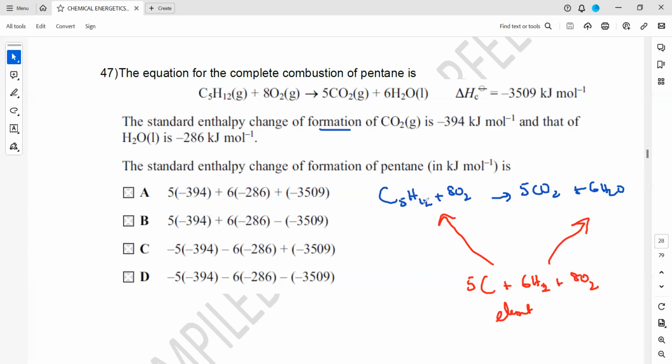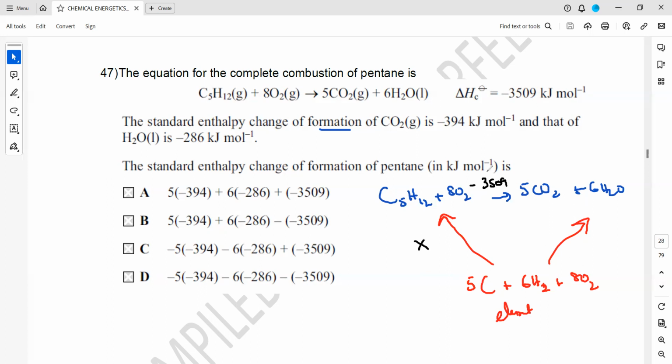So 5 carbon, 6 hydrogen, and 8 oxygen will produce C5H12 plus 8O2, or 5 carbon and 6 hydrogen will produce carbon dioxide and water. We also have the enthalpy change of combustion when we burn it, and this value is given. This is minus 3509. That is given to us. The formation of C5H12, the formation of pentane, is unknown. We say this is X.